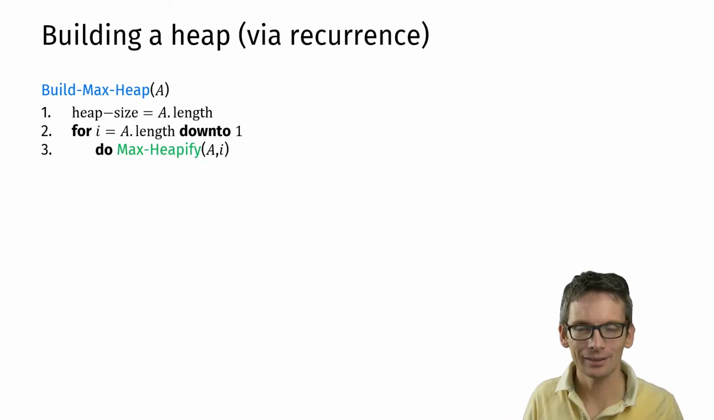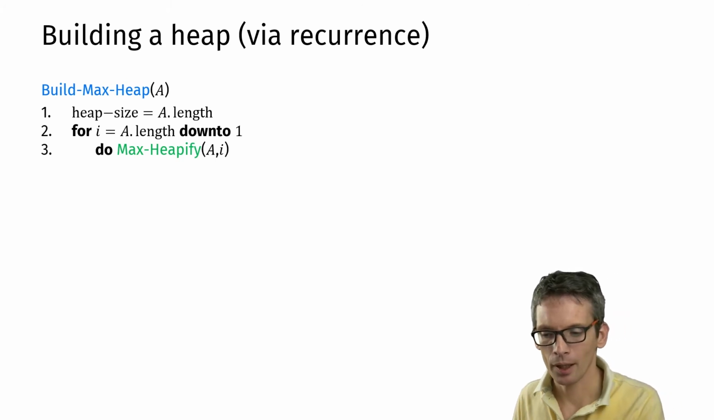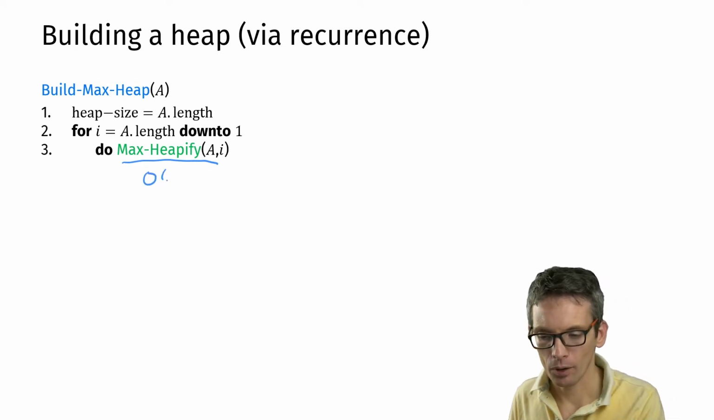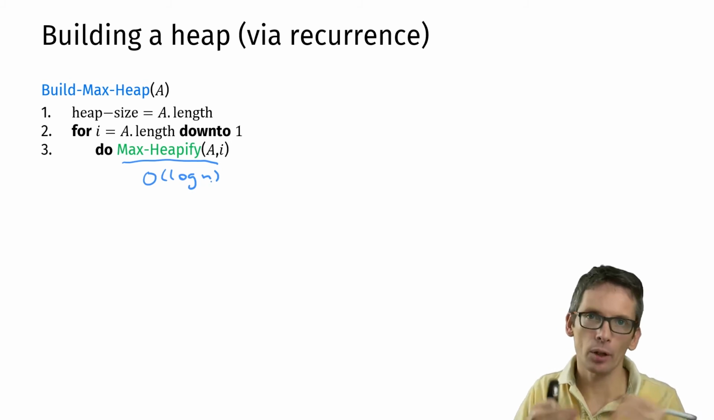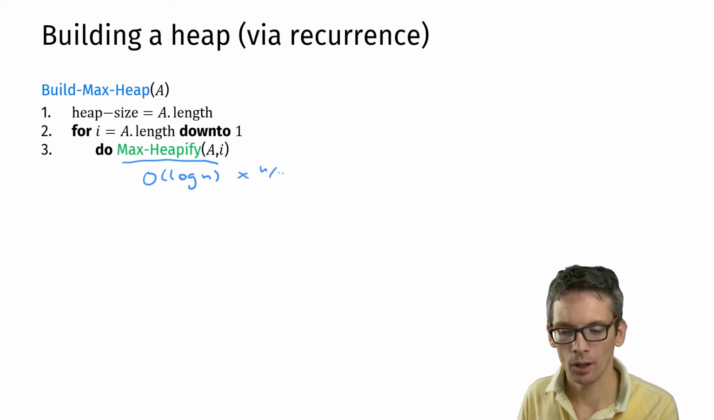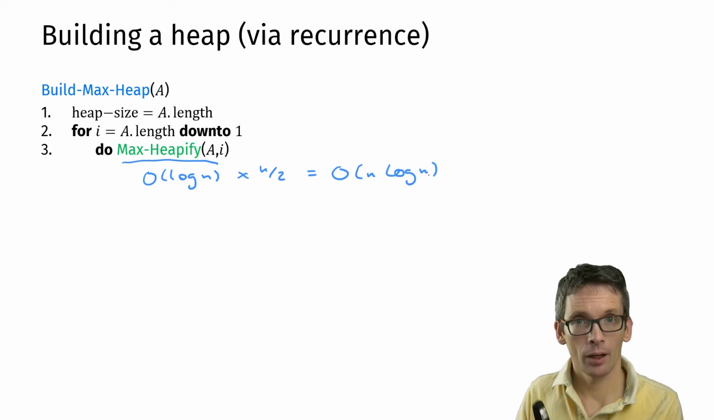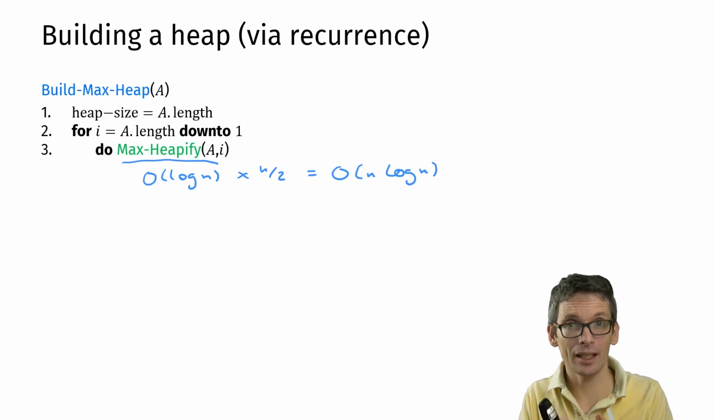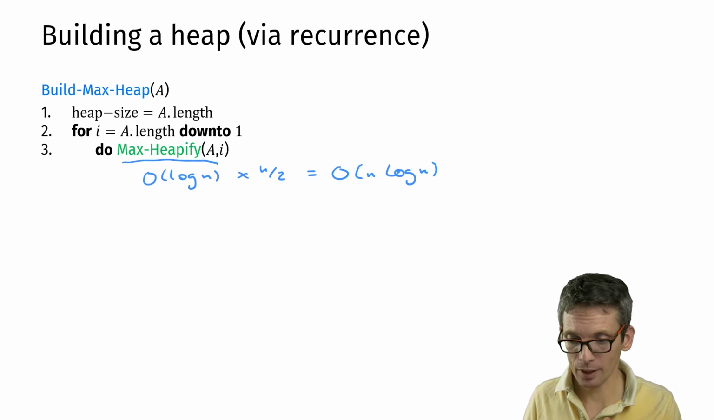That's correctness. Now let's analyze the running time. The crucial part here is Max-Heapify. We know that Max-Heapify runs in O of log n time. Here we do it n times, or n half times. So this would give us O of n log n. That's an upper bound, but what we actually want to prove is that it's linear. So this is not a tight bound, and we have to look more carefully at Max-Heapify.